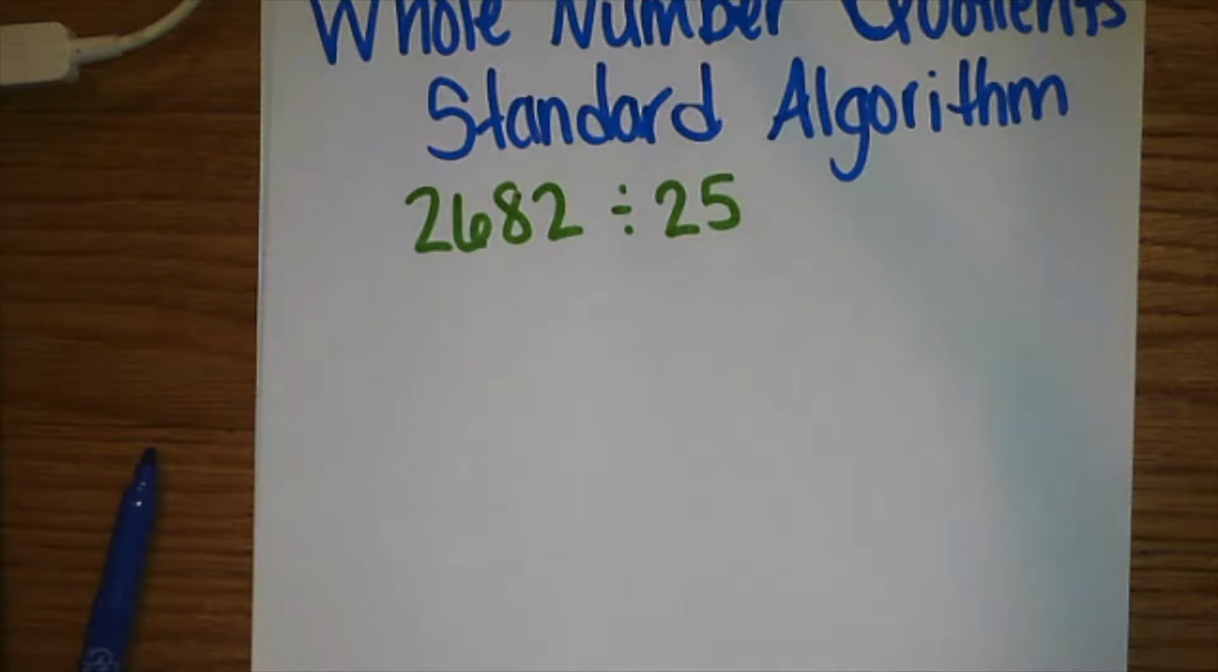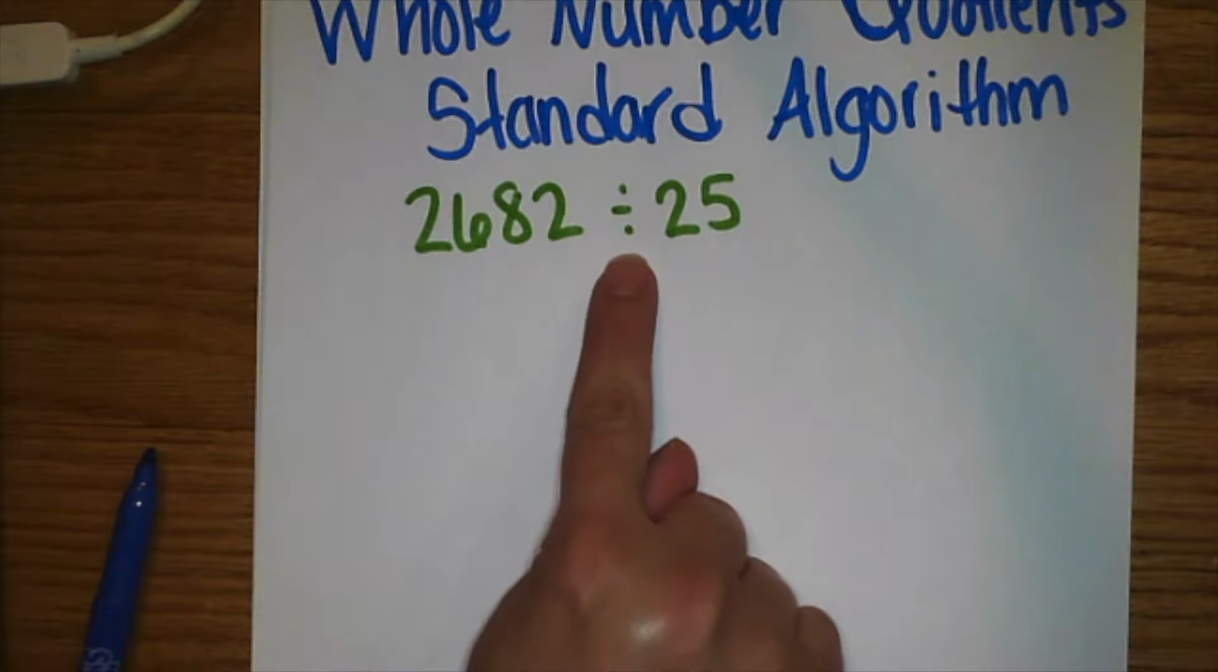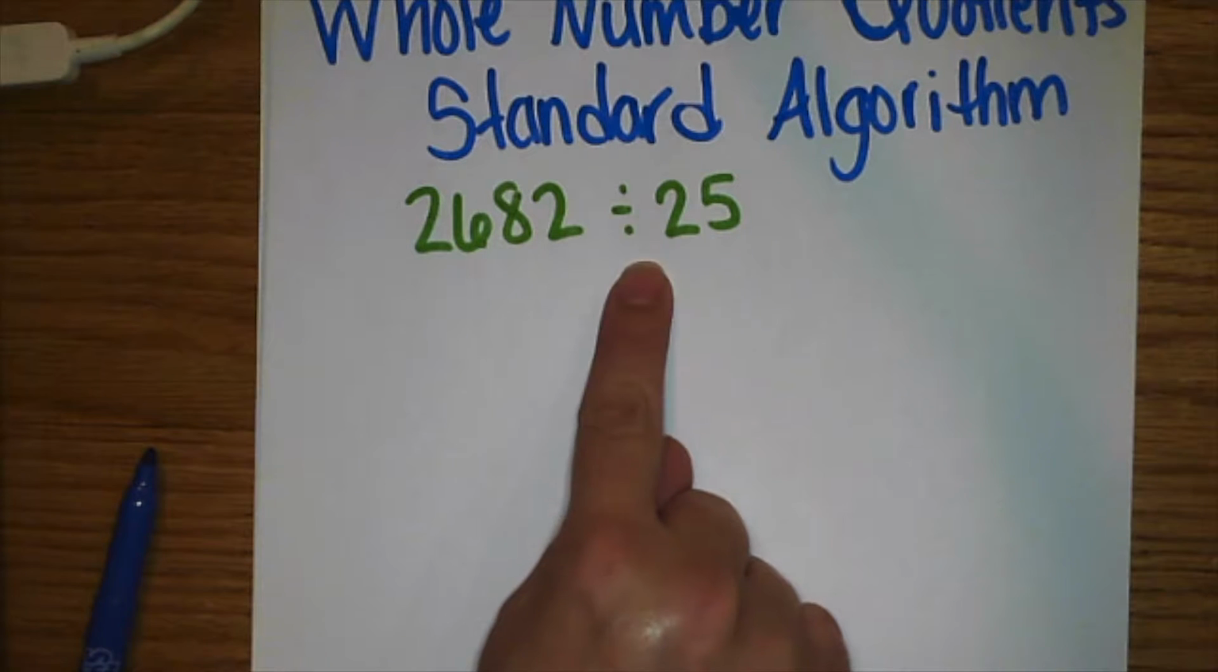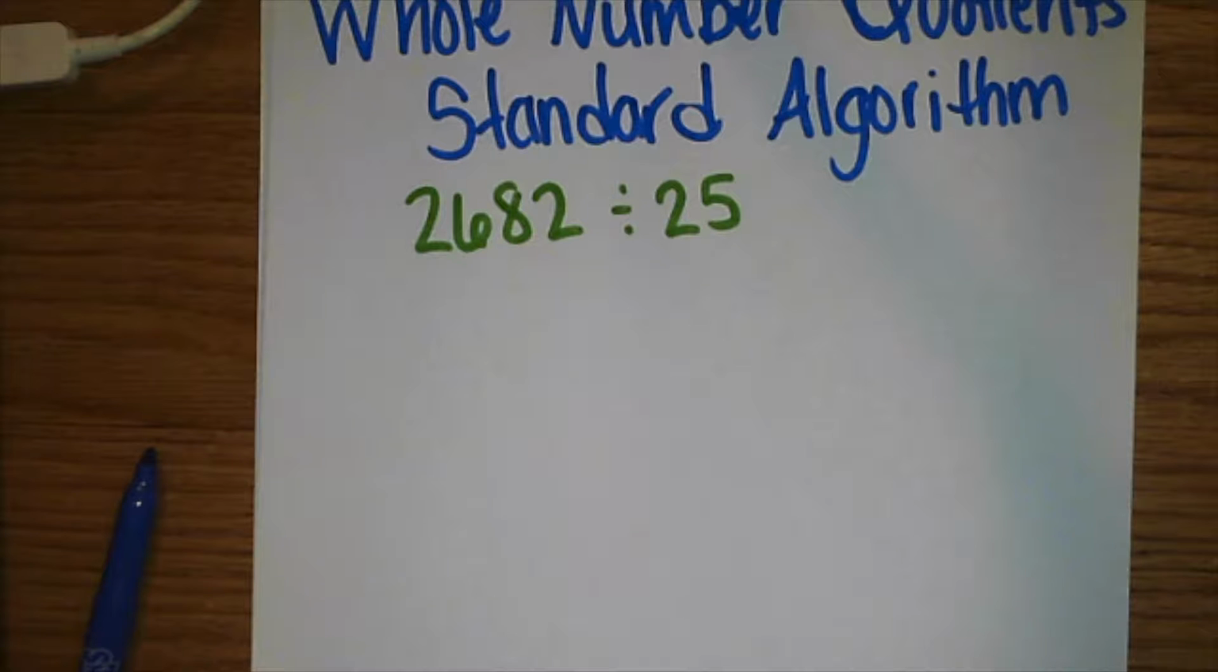Hello, everyone. Today we're going to do whole number quotients using the standard algorithm. If you have not already watched the whole number quotients using the area model, you should go do that right now because we're using the same problem. So if you follow along and do the work with me, you'll be able to compare what is going on in the area model as compared to the standard algorithm.